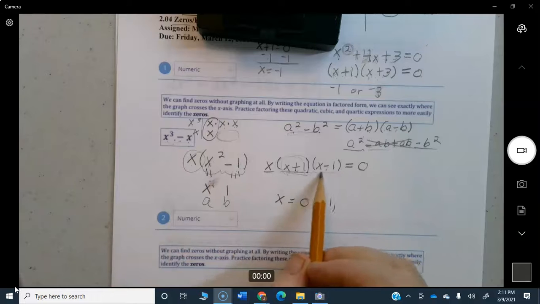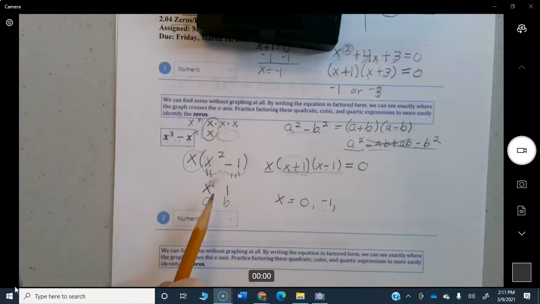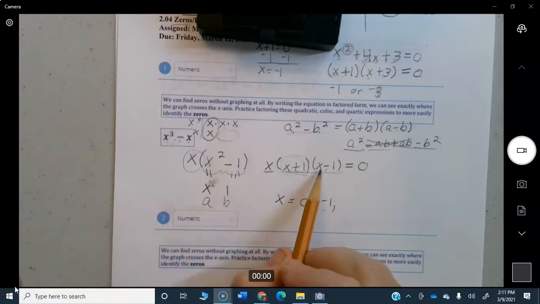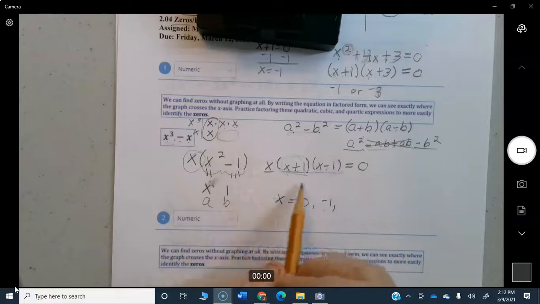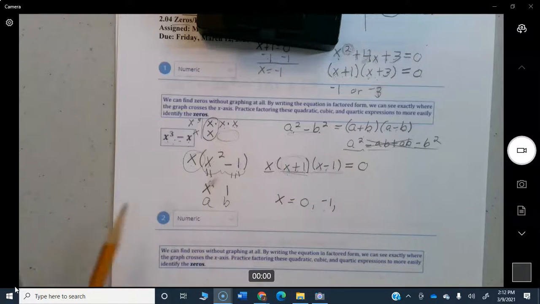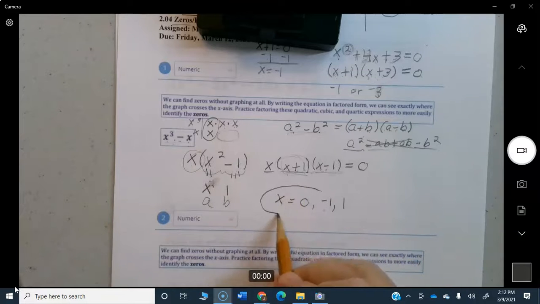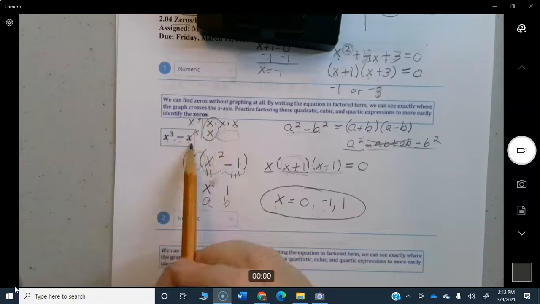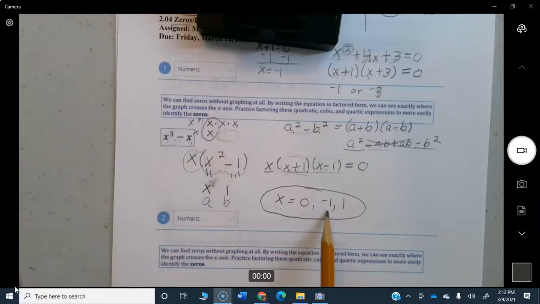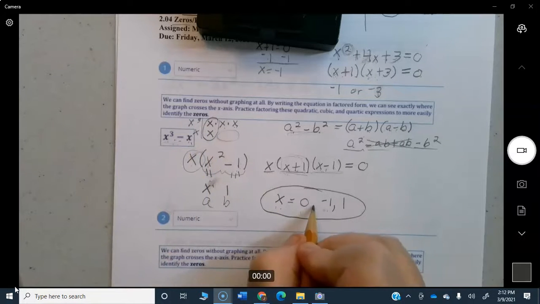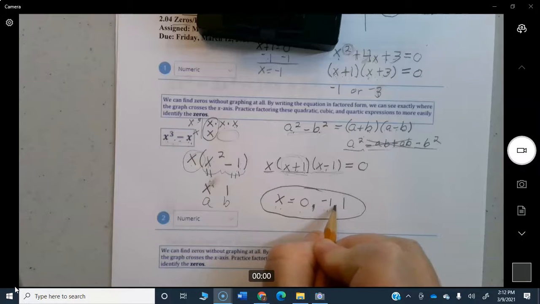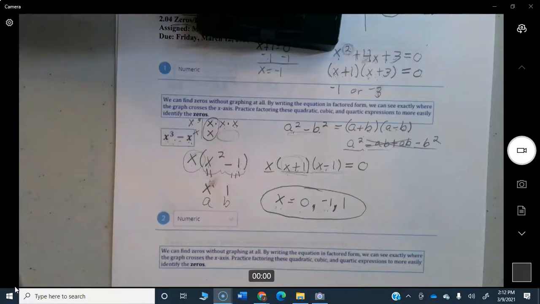What about this one? What makes this go to 0? Well, 1 would. 1 minus 1 would be 0. So if this becomes 0, the entire equation becomes 0. So that one would be a 1. So that's the final answer of what the question's looking for. The roots or solutions or zeros for this are 0, negative 1, and positive 1. Okay? And that's the answer to that.